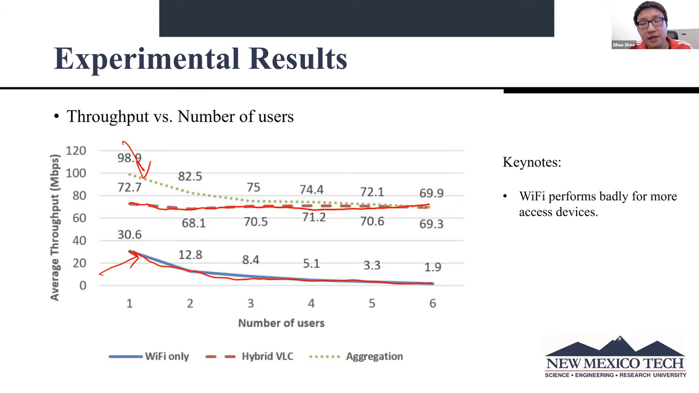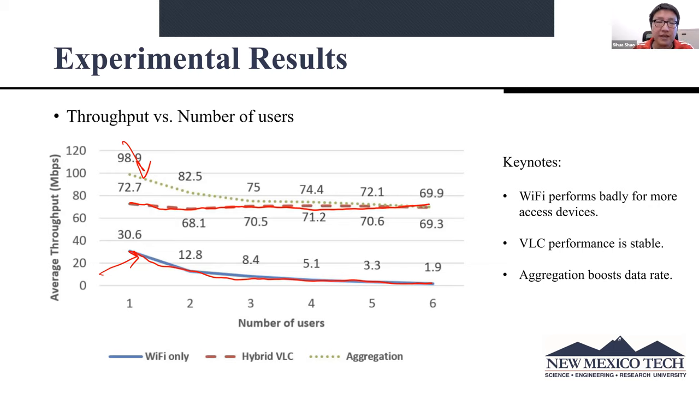So key notes for this experimental result: Wi-Fi performs badly for more access devices. VLC performance is stable, even though you increase the number of devices. And the aggregation boosts the data rate by combining these two channels.